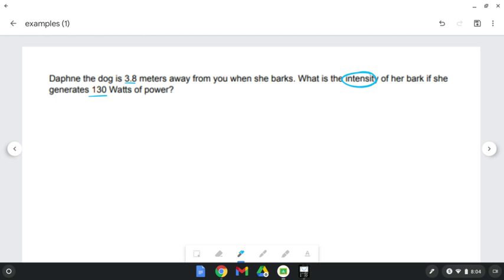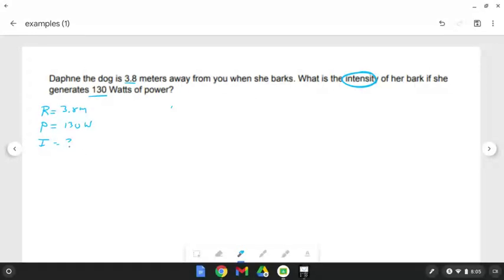So I'm going to go ahead and make my list here. I have the distance that she is. Let's call this R, capital R. It is 3.8 meters. Now I chose that because the sound wave is going to be in all directions, so I use the radius instead of just regular distance. We do know the power as well, which is 130 watts. Okay, and we are looking for I, the intensity.